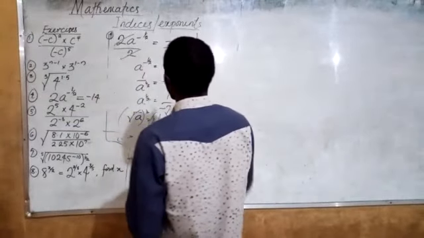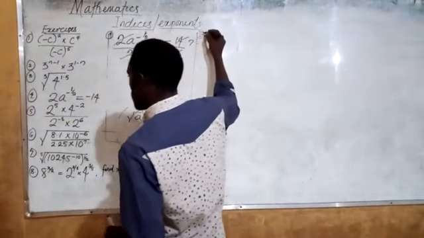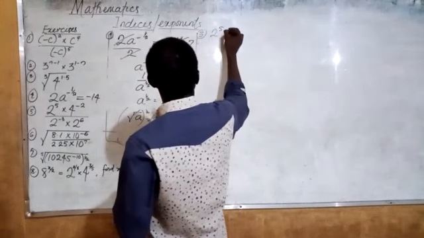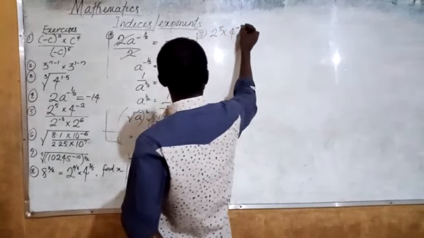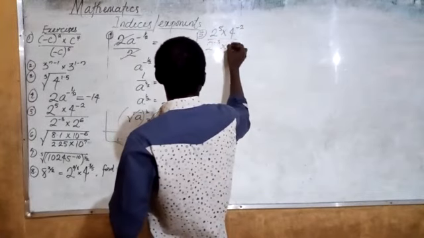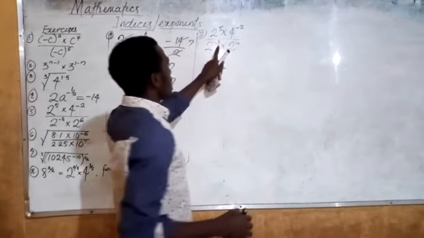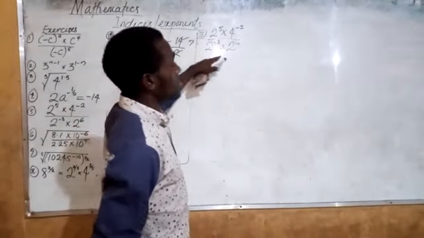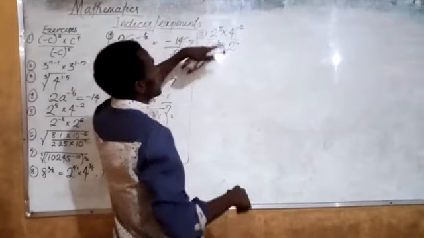Then number 5. Yes, number 5 says 2 raised to the power 5 times 4 raised to the power minus 2, all over 2 raised to the power minus 3 times 2 raised to the power 6. This is an expression. Now, what we have to do is, since the bases are almost the same, make sure they are uniform all through.